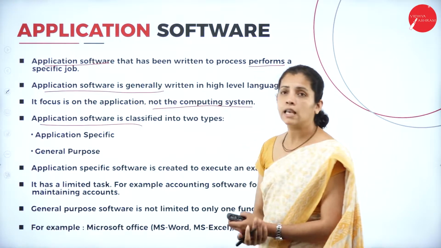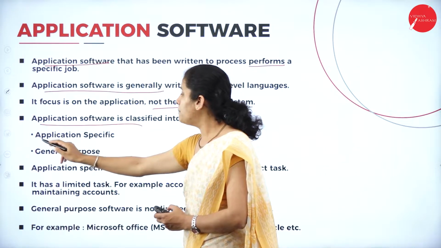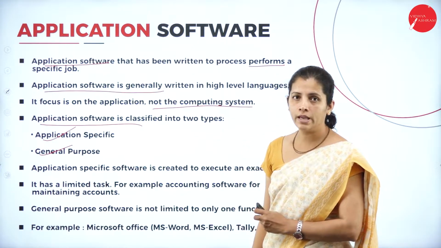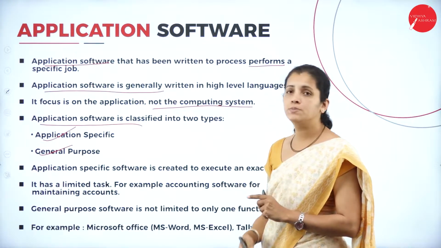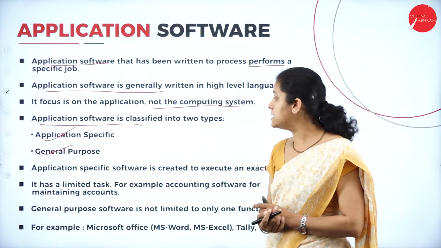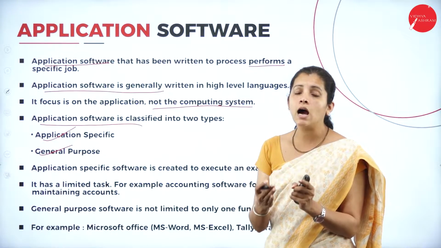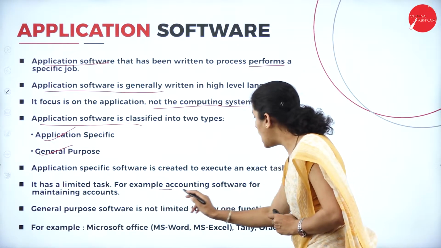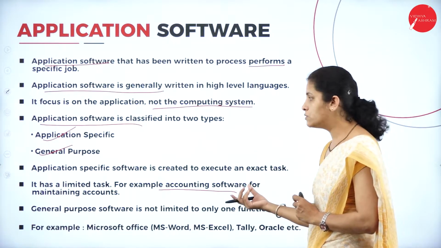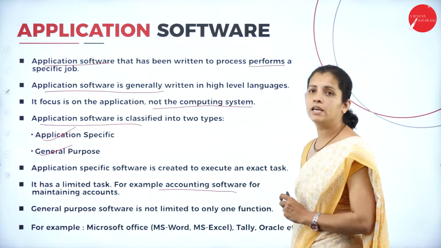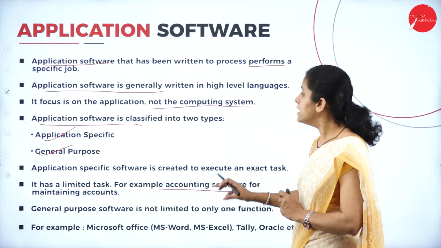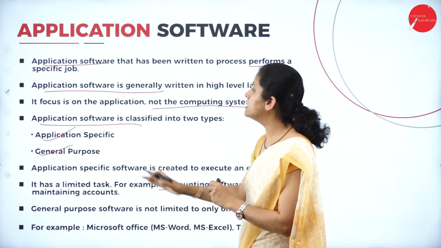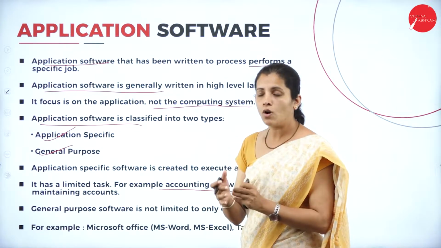Application software is classified into two types, that is application specific software as well as general purpose software. Let's see what is application specific software. As the name itself indicates, these softwares are designed to perform a specific task. Example, accounting software. So accounting software is the best example for application specific software. That means it is responsible for performing a specific task. For that reason, it is called application specific software.